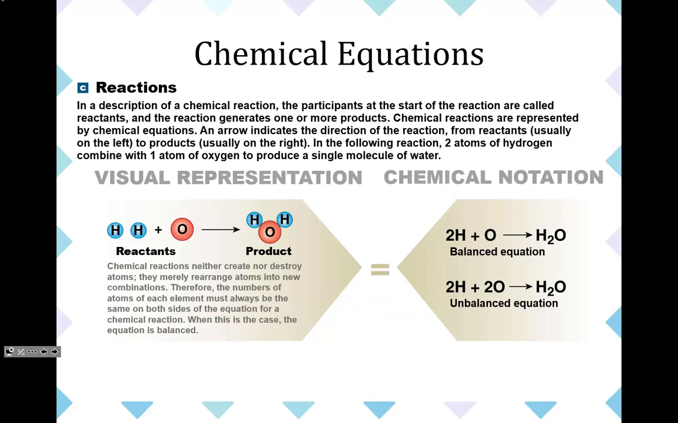So here's what your book shows you. The participants at the start of the reaction are called reactants, and the reaction generates one or more products. An arrow indicates the direction of the reaction from reactants to products. And so over here they're giving you a visual representation, and they're showing how two hydrogen atoms and an oxygen atom react to form water.